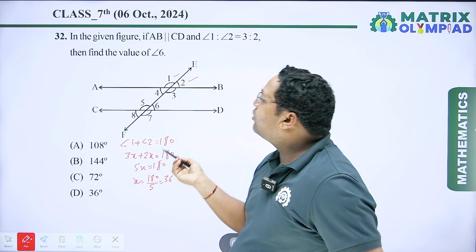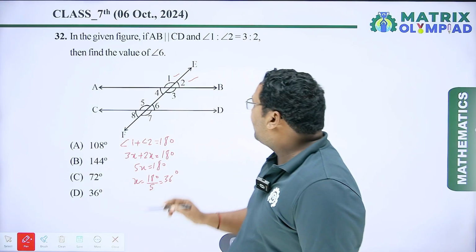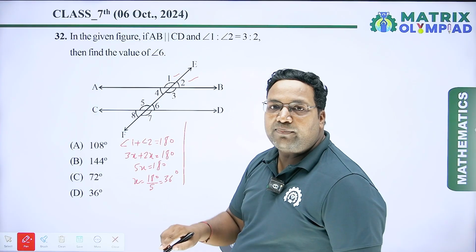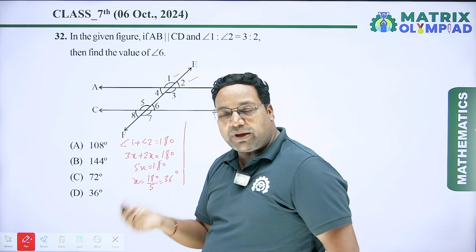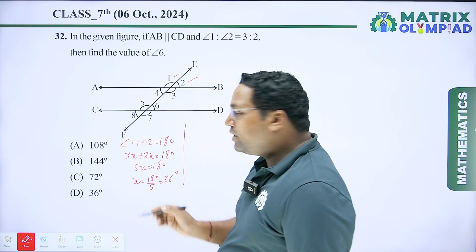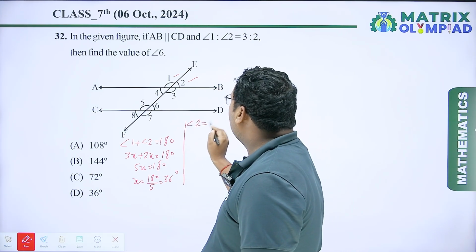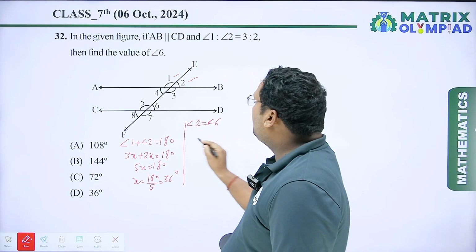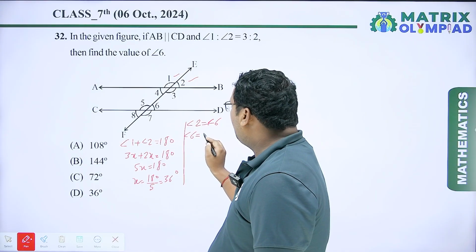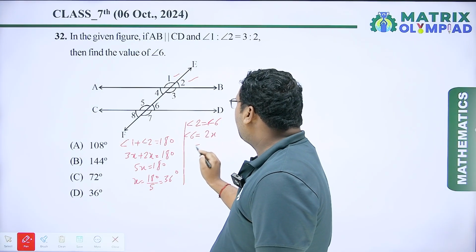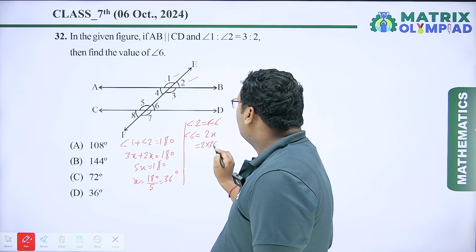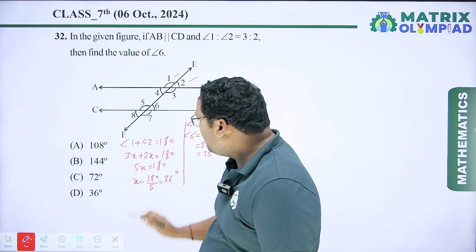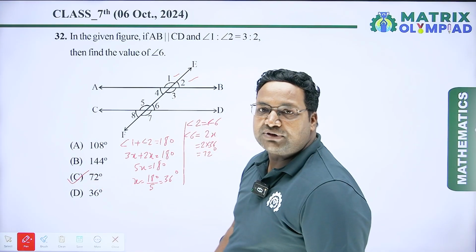In this question they ask to find the value of angle 6. So angle 6 is the corresponding angle of angle 2, and we know if two lines are parallel and any transversal line cuts the two parallel lines, then the corresponding angles are equal. So angle 2 is equal to angle 6 because they are corresponding angles. So angle 6 is equal to 2x, that is equals to 2 into 36, which is equal to 72 degree. So angle 6 equal to 72 degree, which is option number C. So correct option is C.